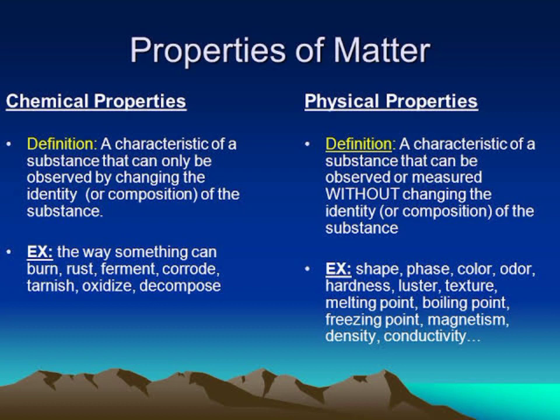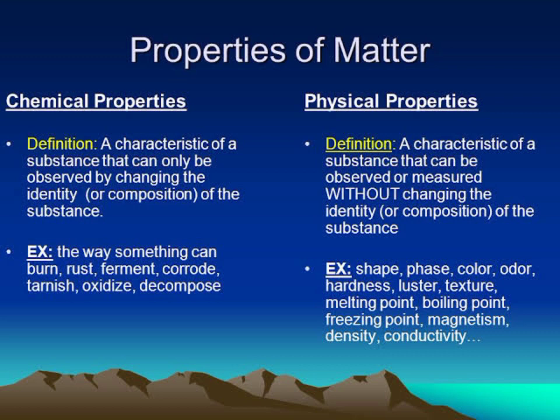For the properties of matter, we have two types of properties. The first is chemical properties. The definition: a characteristic of a substance that can only be observed by changing the identity or composition of the substance. Examples: the way something can burn, rust, ferment, corrode, tarnish, oxidize, decompose.